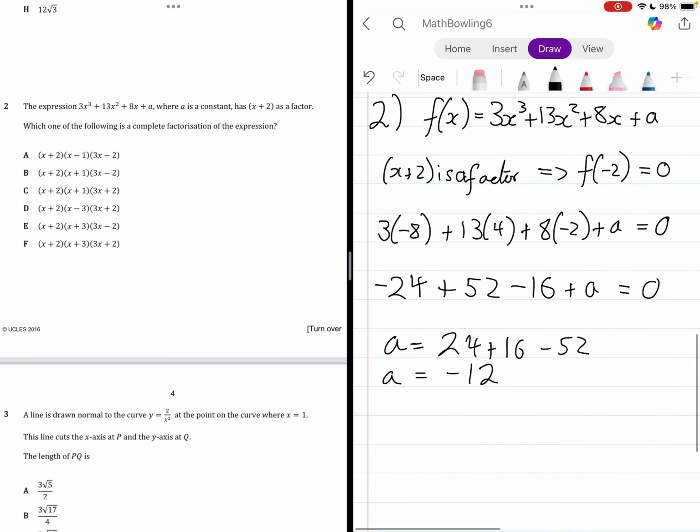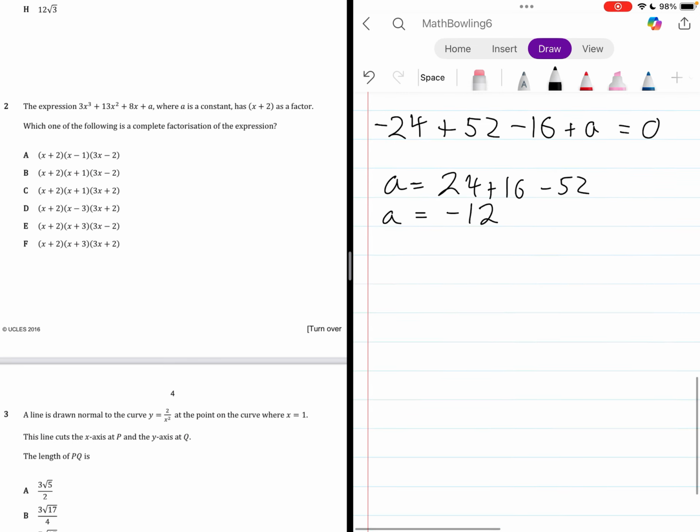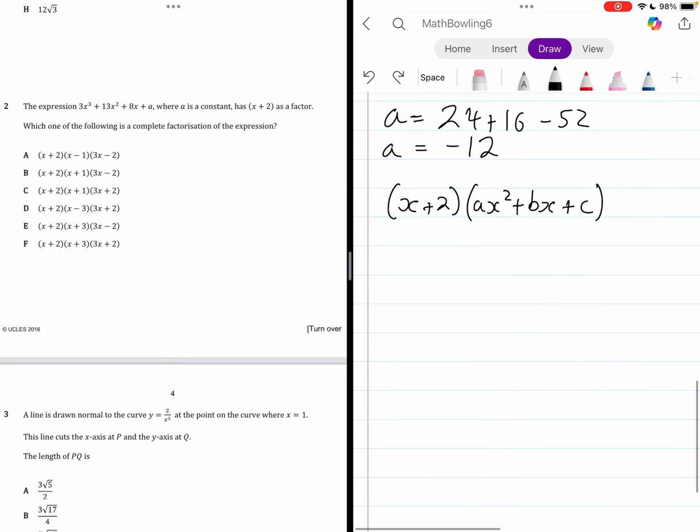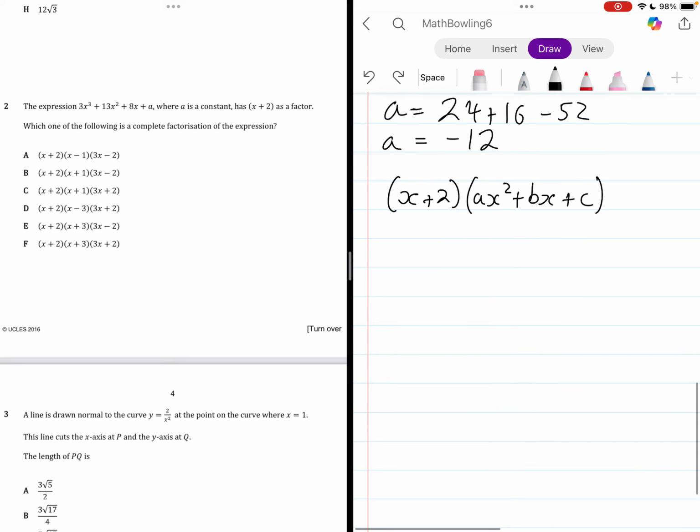So now we've got the value for a, we can set this cubic as a product of a linear factor, x plus 2, which we've been told, and a quadratic factor. Now, I am using a again here. That a is not negative 12, I'm just using that as a kind of dummy variable. And we know straight away that this a is going to be 3. Now, in college they might teach you to do long division. I think an easier way is to just expand this and then consider comparing the coefficients.